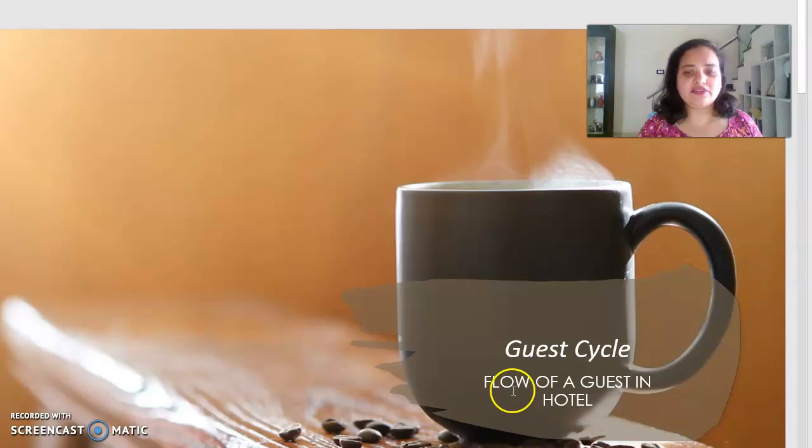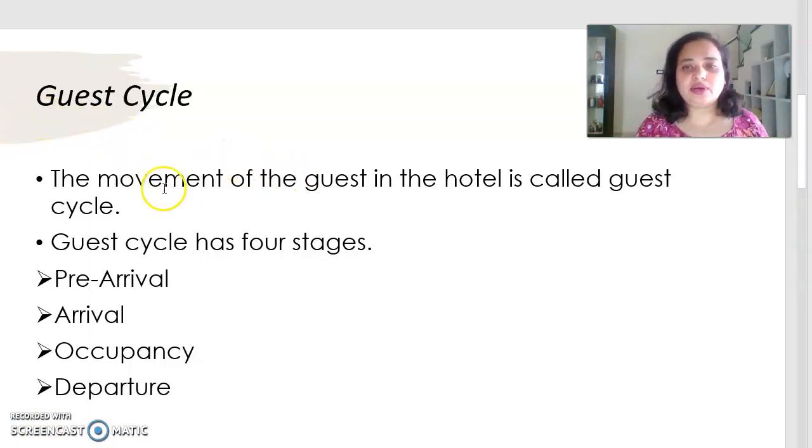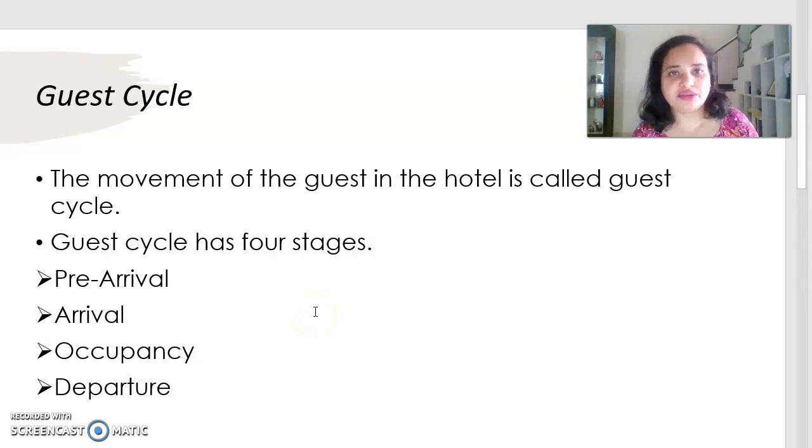Guest cycle is the flow of the guest in the hotel. So this is a little brief about what the guest cycle is. Guest cycle is the movement of the guest in the hotel, like what will be the first stage when the guest will come in contact with the hotel, and then how will they come to the hotel, what all stages will come there, and what all services we have to give them. Okay, so there are basically four stages in guest cycle: pre-arrival, arrival, occupancy, and departure.